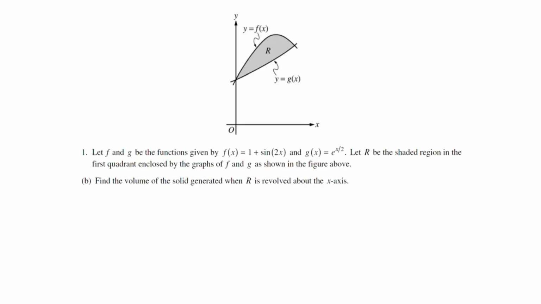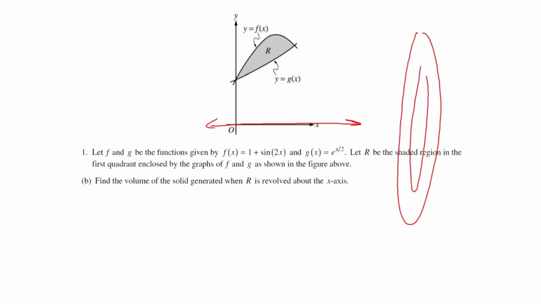In part B, we're looking for the volume of the solid generated if we revolve R about the x-axis. So if we're going to revolve this around the x-axis, we're going to end up with washer cross-sections, because we're going to revolve that region around the x-axis. Since the region is not fully pushed up against the x-axis, we end up with this gap in the middle.